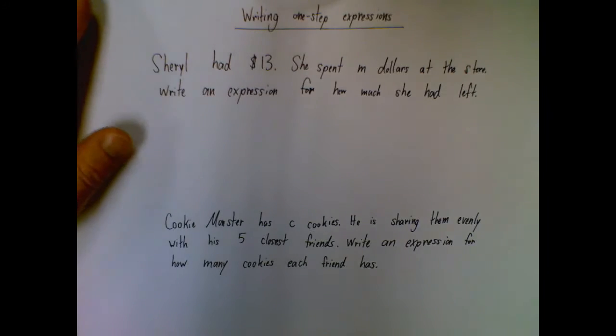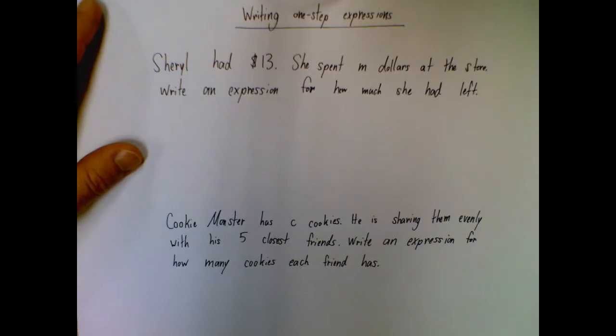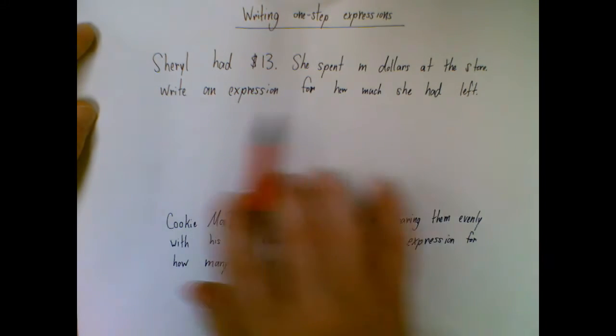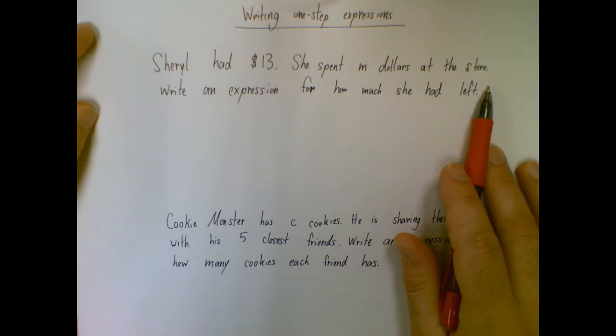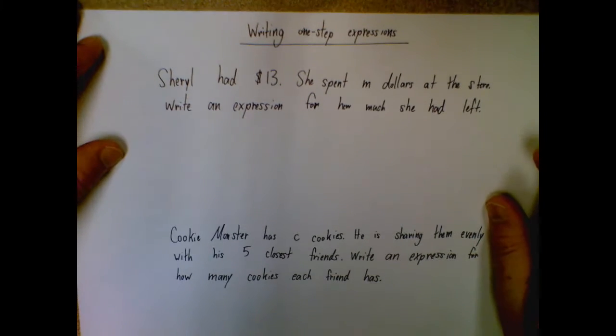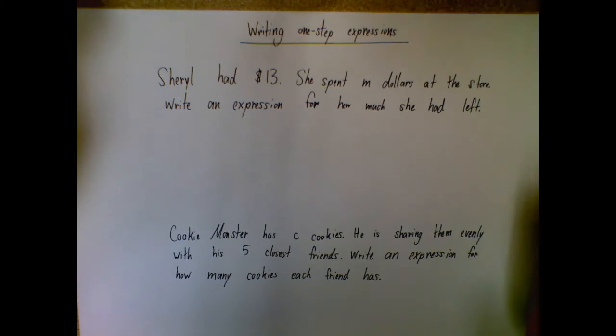Hello everybody. So right now we're going to look at writing one-step expressions. So we're going to get a mathematical statement that describes what's going on in our problem, but it is going to be an expression, so no equal signs are allowed. Okay?